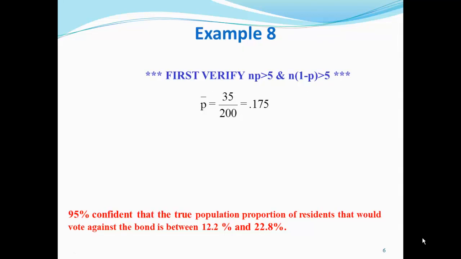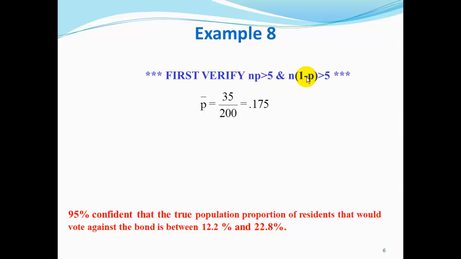First, you should have started by verifying that n times p is greater than 5 and n times 1 minus p is greater than 5. In order to do this, we compute our sample proportion as 35 divided by 200, which equals 0.175. Then, you should have computed n times p, or 200 times 0.175, and verified that you obtained a value that exceeded 5, and also n times 1 minus p, or 200 times 0.825, and verified that that also exceeds 5.